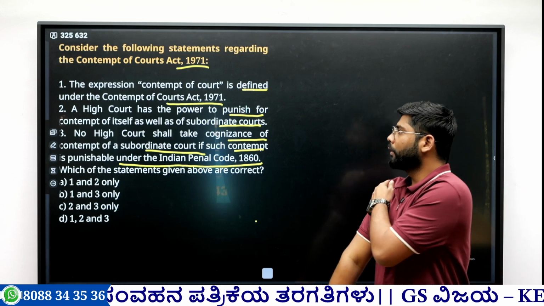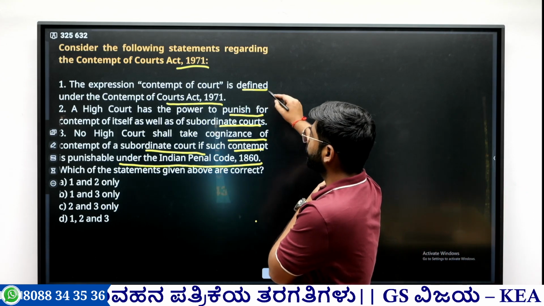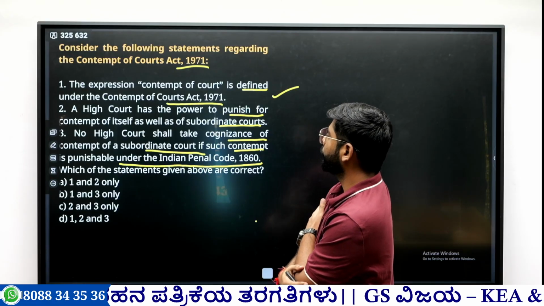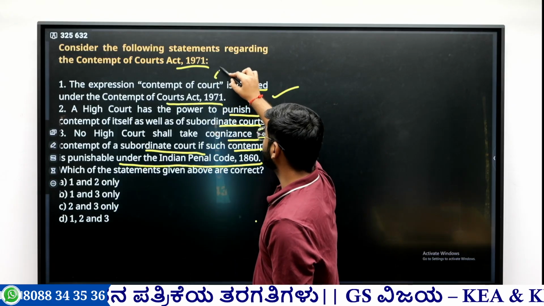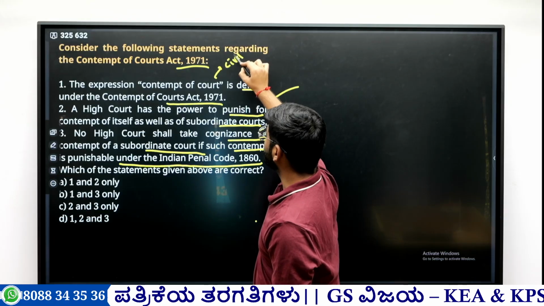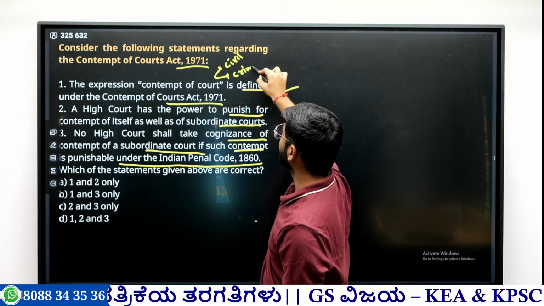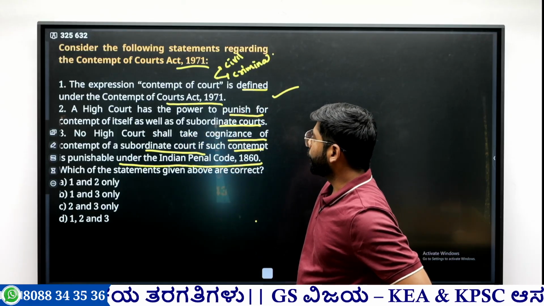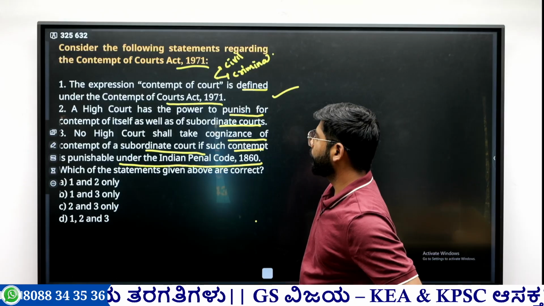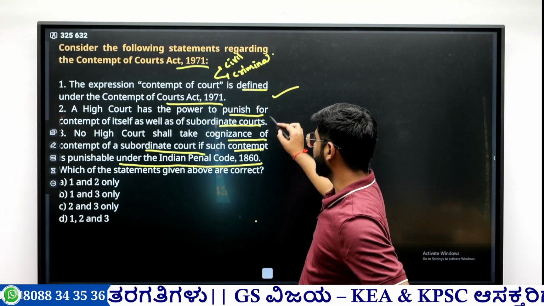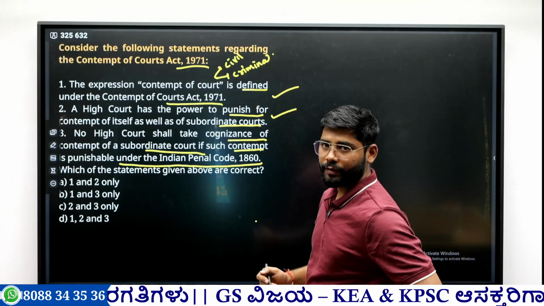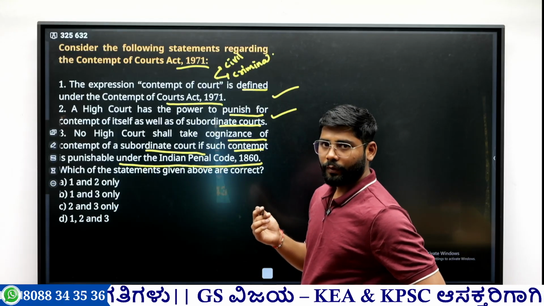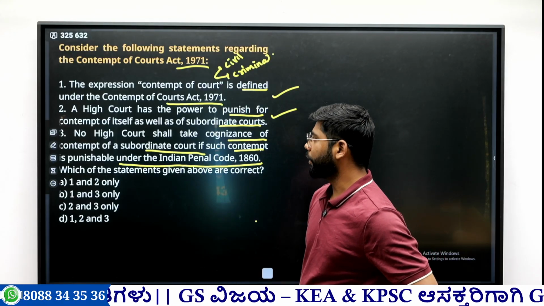Okay, so the first statement, it is correct. The expression of contempt of court, okay, it is defined. It is defined as civil contempt as well as criminal, which we'll see in detail in the next slide. Then the High Court has power to punish for the contempt of itself as well as subordinate courts. Yes, it can punish the contempt of the High Court as well as subordinate court.